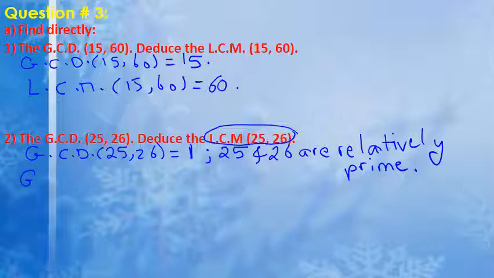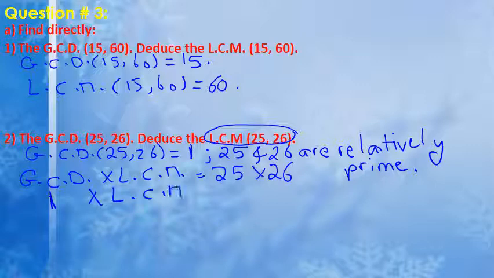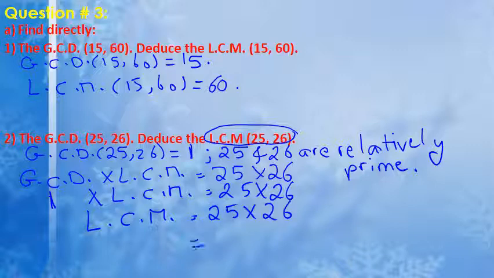We have a rule, which is that the GCD times the LCM of two numbers is equal to their product, which is 25 times 26. Now, if we substitute the GCD by 1, 1 times LCM equals 25 times 26, which gives us LCM equal 25 times 26. The product of 25 times 26 is 650. So the LCM of 25 and 26 is 650.